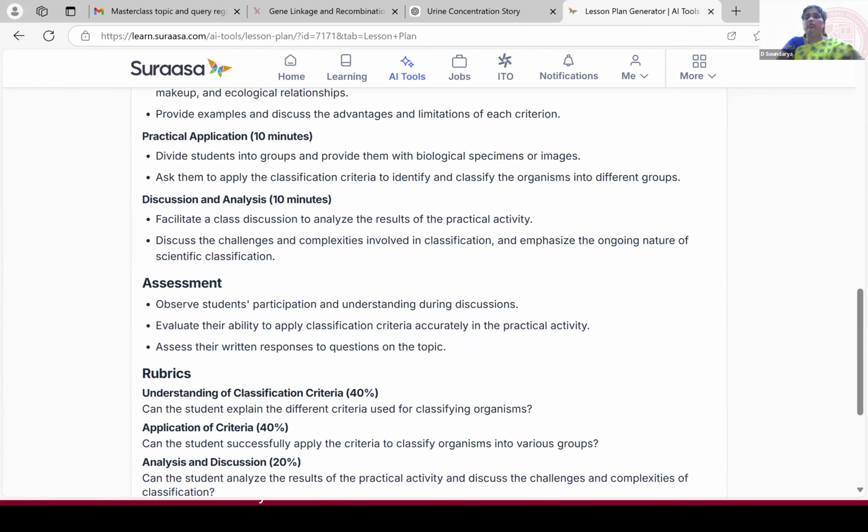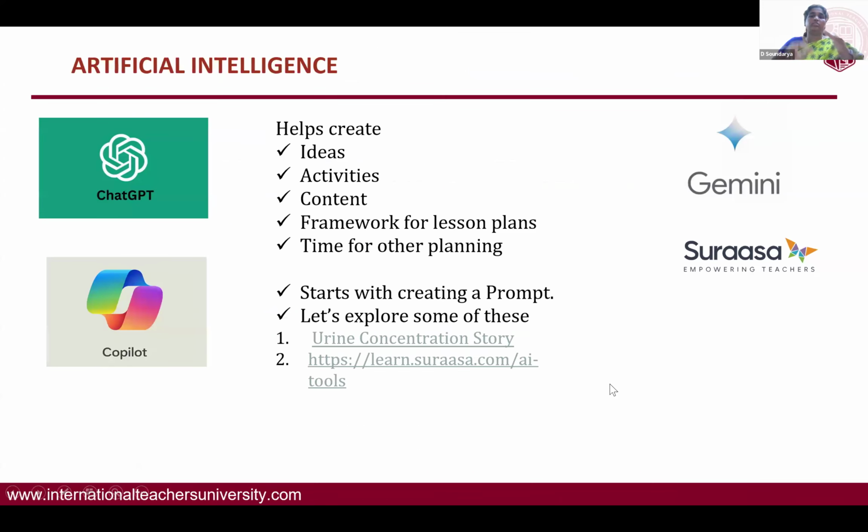So let me get back to my presentation. I hope you just got a rough idea of how we can use AI tools to make our learning more interesting. So we can take that help. Of course, the final implementation has to be done by the teachers only. But the preparation can become much easier when we use AI tools.